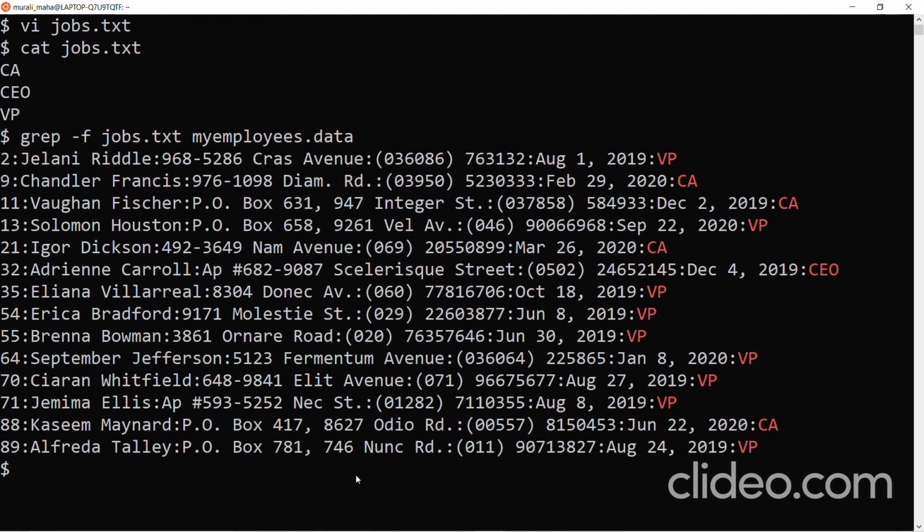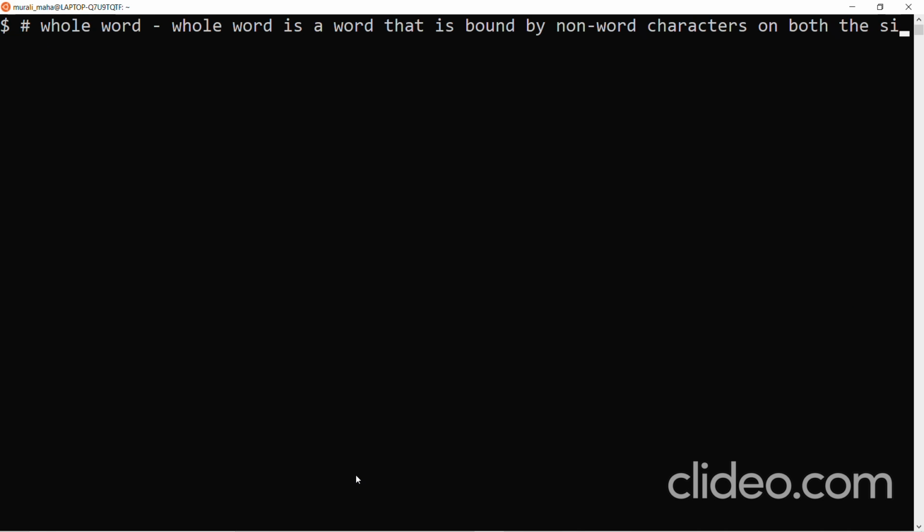Next, let us understand about the -w option, that is the whole word search. Before understanding the -w option, let us try to understand what a whole word is. A whole word can be understood as a word that is delimited by non-word characters. A word that is bound on both sides by non-word characters.